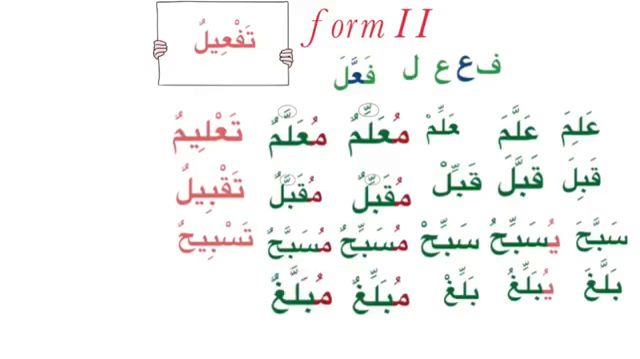And how do we make the masdar from ballagha on the pattern of tafa'il? It will be tablighun. So you say tablighi jamaat. It's tablighun, actually the masdar from form 2, fa'ala, meaning to invite.